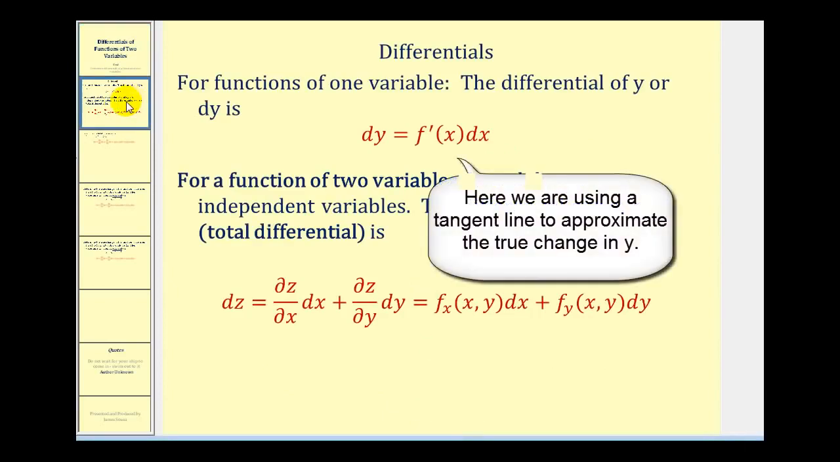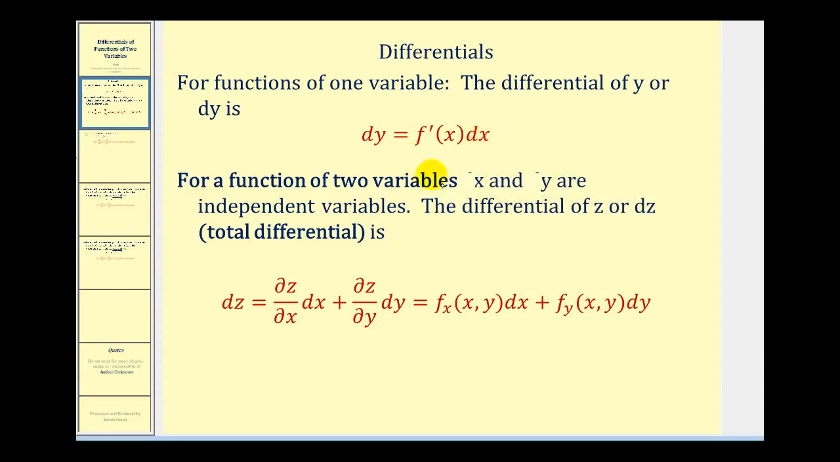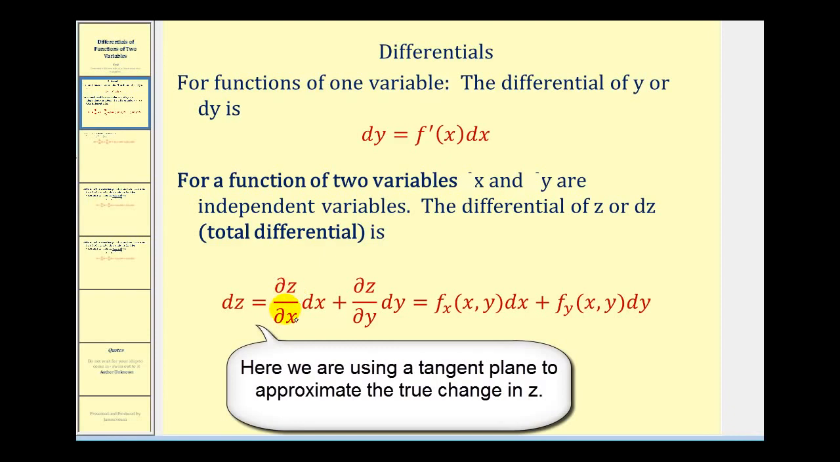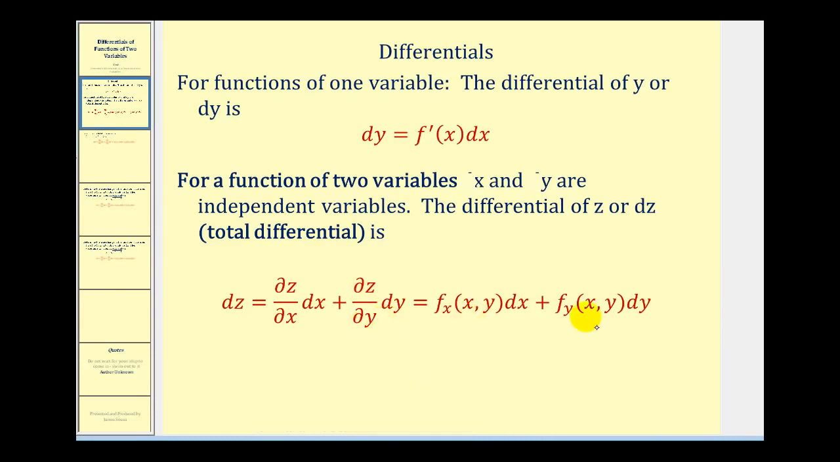In Calculus 1, we learned that for functions of one variable, differential y, or dy, was equal to f prime of x times dx. Well, for functions of two variables, meaning z is defined in terms of x and y, which are independent variables, differential z, sometimes referred to as the total differential, is going to be equal to the partial derivative of z with respect to x times dx plus the partial derivative of z with respect to y times dy. And of course we can use this notation here if we wish.